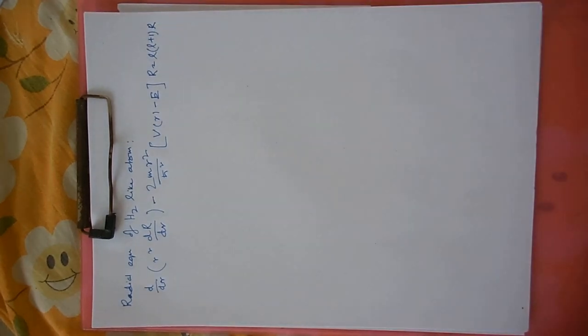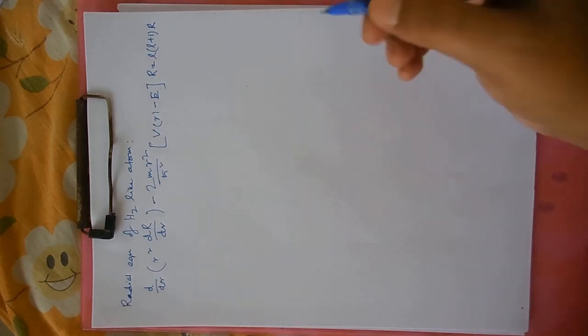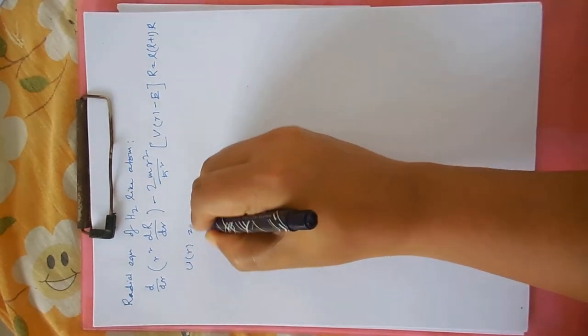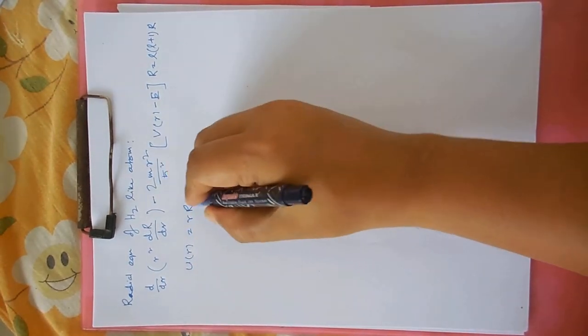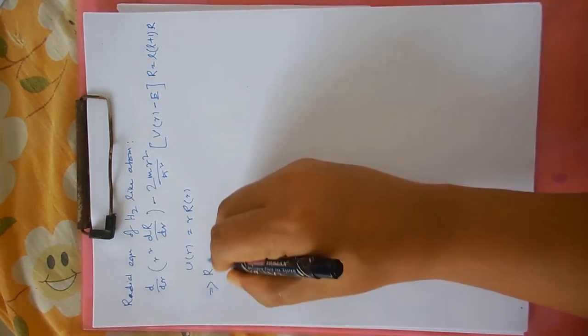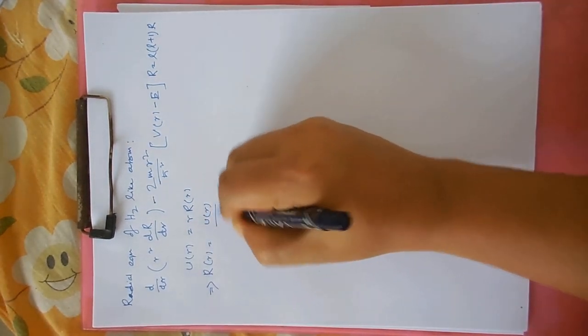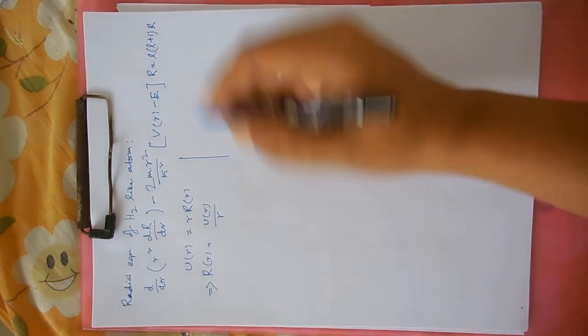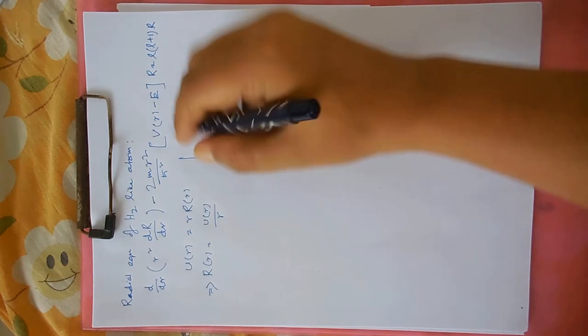Fine. So let us first replace R as a function of r, R equals u(r) by r, right? So let us replace that one. First let us find out the first derivative and second derivative.